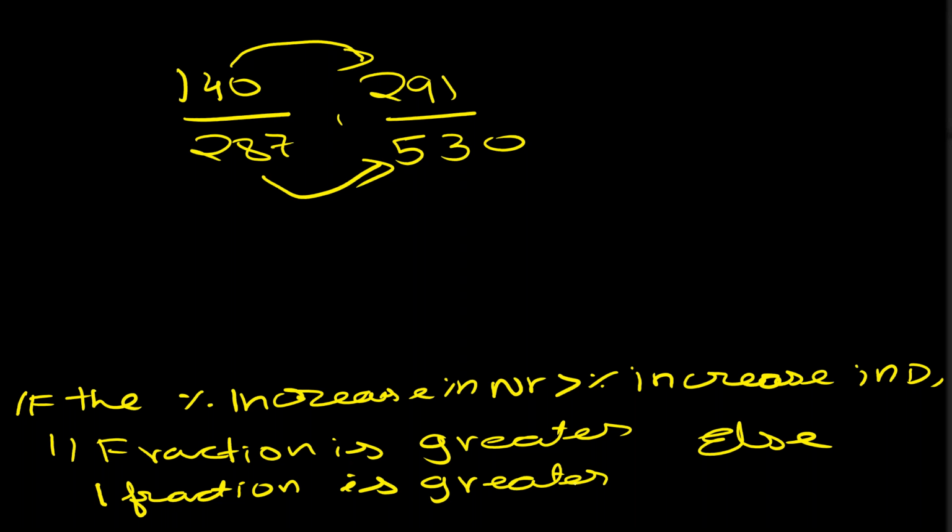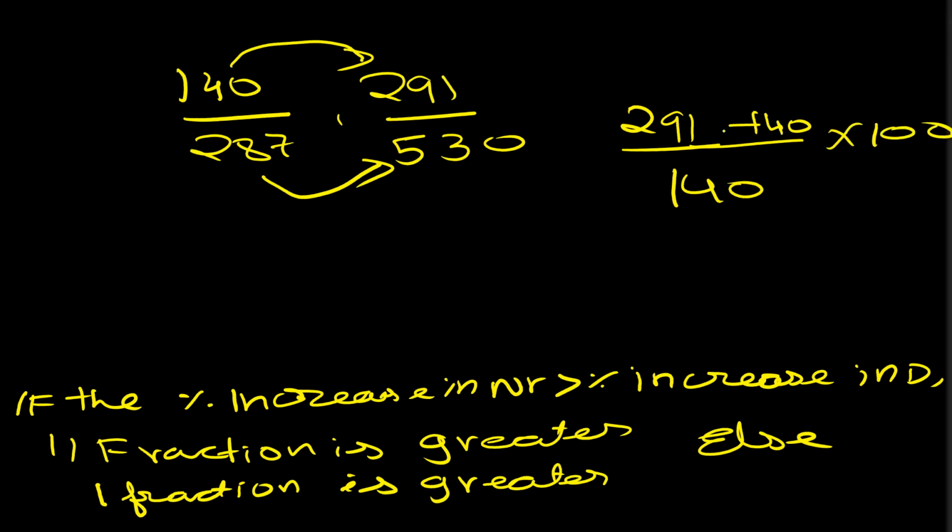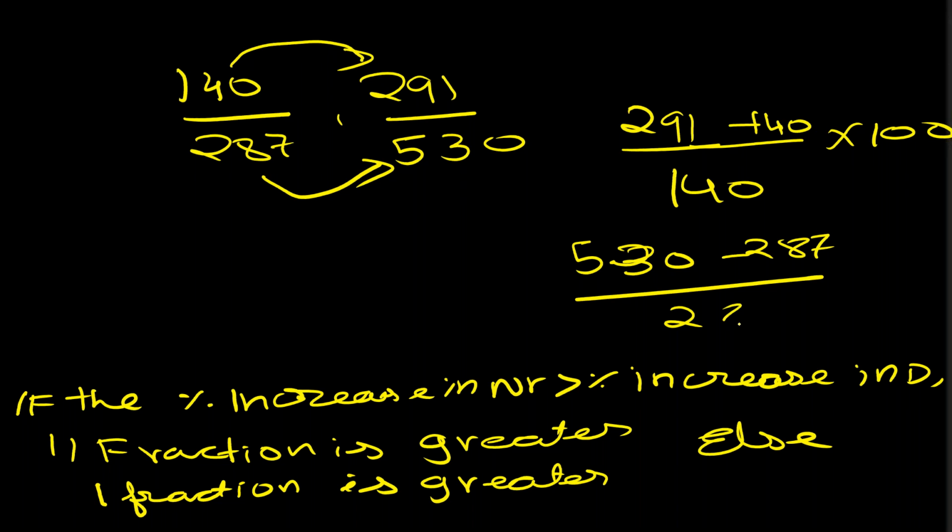Okay. So now let us find the percentage increase or decrease. How can I find the percentage increase or decrease? I'll be doing 291 minus 140 divided by the initial value 140, into 100. So next, 530 minus 287 divided by 287, into 100.